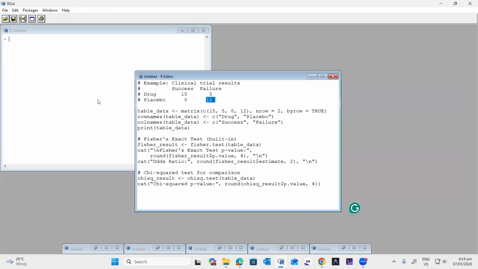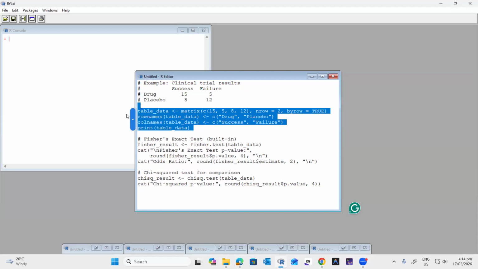The code is basically, first we prepare a matrix. In table_data, we prepare a 2 by 2 matrix with 15, 5, 8, and 12, filled row-wise. It will create the table like this. After that we give the row names and column names, because we already have the row and column names here. After that we call the table.